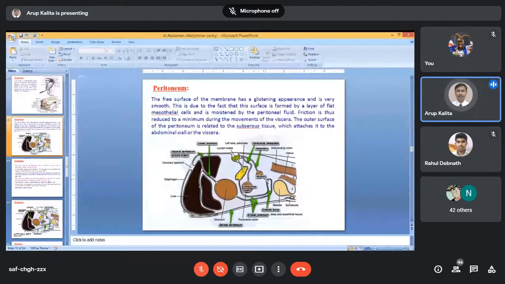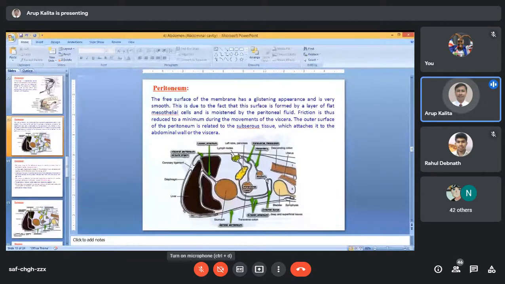So, in the case of lungs also, the covering membrane of the lungs is the visceral pleura. That means organs are covered by the visceral pleura. Outer lining is known as parietal pleura. Similarly, in the case of the abdominal cavity, the outer lining is the parietal peritoneum and the contents are covered by the visceral peritoneum.